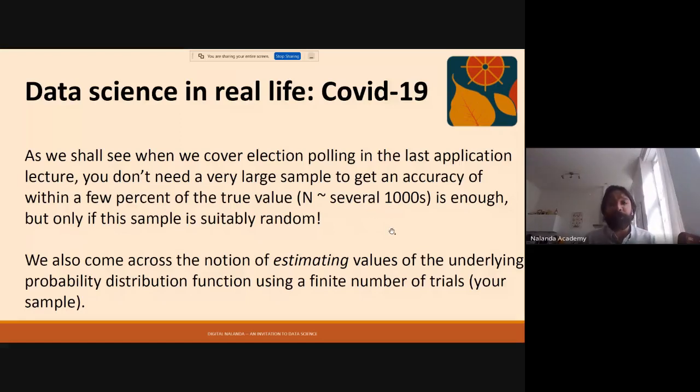Another example is the following. No, maybe I'll stop here. Maybe it's getting a little too complicated, because I want to finish in time for some questions. Nevertheless, the idea is that the sample has to be random: the more random your sample is, the more representative it is of the true population.